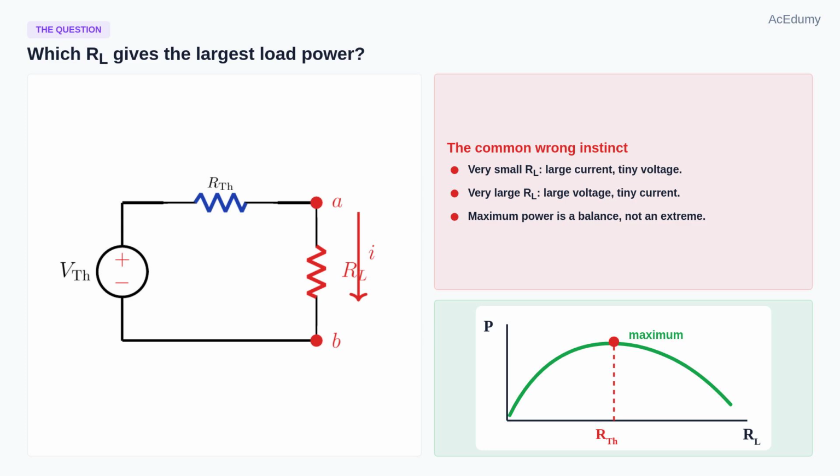The common wrong instinct is to say, make RL very small so the current is large, or make RL very large so the voltage is large. Both instincts miss the trade-off. A tiny load gets current but almost no voltage. A huge load gets voltage but almost no current. Maximum power happens in the balance between the two.